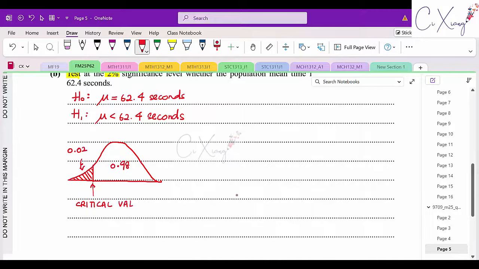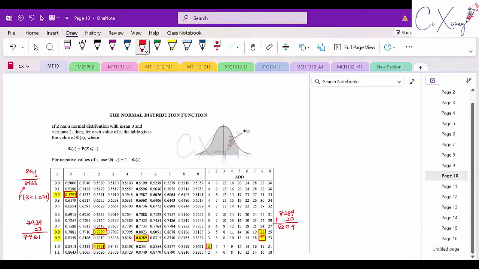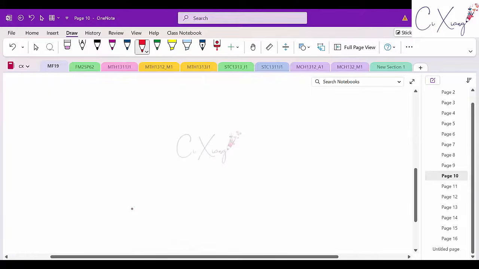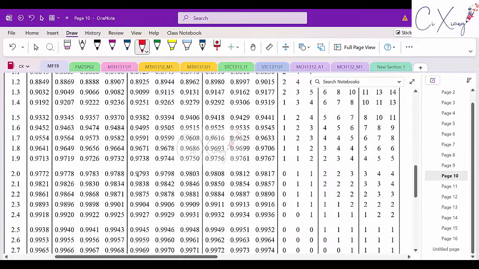You need to find out from the normal distribution table in the reverse way, because they have given you the probability, but you want to find the value of z. So we are looking for 0.98, because the probability 0.02 doesn't appear in our probability part here. So for this part, we should be looking for 0.98. Let's scroll down and have a look where our 0.98 is. Find the value closest to 0.98.